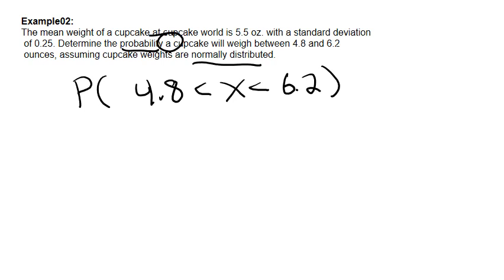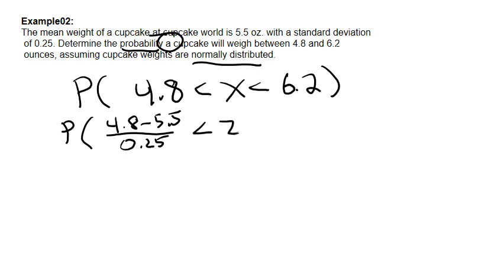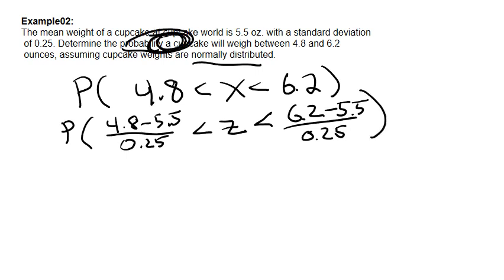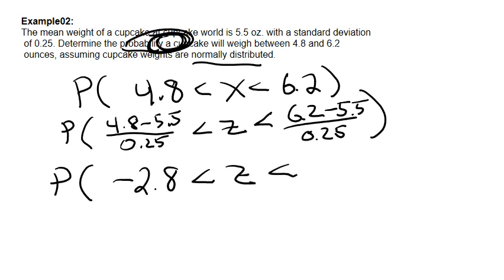You need to get to the table, right? Well, we're talking about a member of the population, so we will be subtracting the mean, which is 5.5, divided by the standard deviation of 0.25. Now we're working with a z-score. Likewise for the 6.2, subtract the mean, divided by the standard deviation. Notice we did not adjust the standard deviation because we're talking about a member of the population. You do your math, and you get negative 2.8 here. You get 2.8 here.